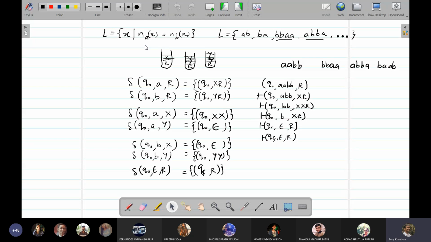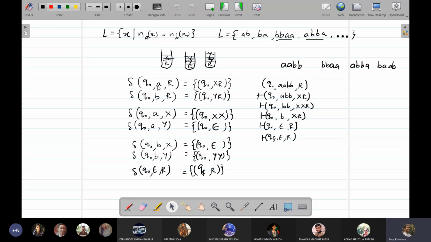So here, to understand whether A's are coming first or B's are coming first, we use a different logic. Suppose A comes in, we push X onto the stack. If B comes in after that, we pop X out of the stack. Suppose B comes in first, we push Y onto the stack. And suppose A comes in after that, we pop that Y. That is the particular logic that we are going to use in this problem. We don't change the state because the order is not known to us.